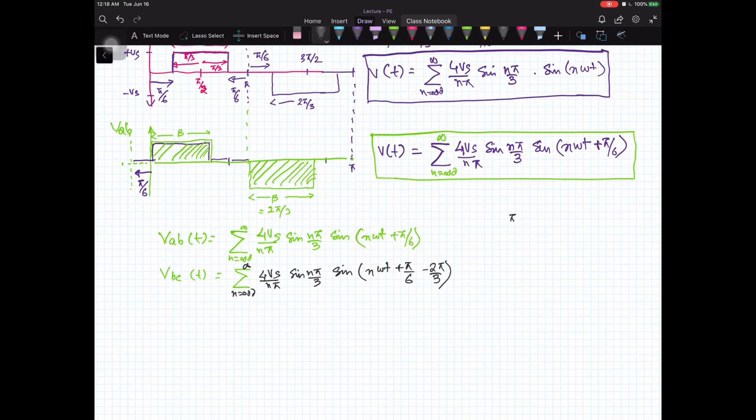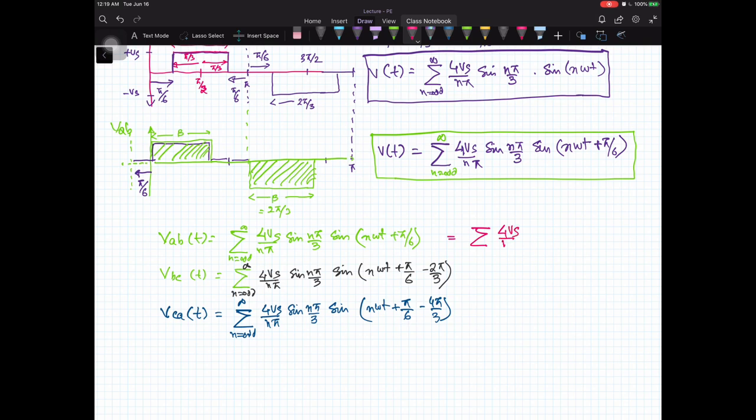Right, now writing the Fourier series expression for the waveform VCA, the third voltage waveform, that will be simply equal to 4 Vs by n pi into sine of n pi by 3 into sine of n omega t plus pi by 6 minus 4 pi by 3. So I can write these expressions as 4 Vs by n pi sine of n pi by 3 into sine of n omega t.